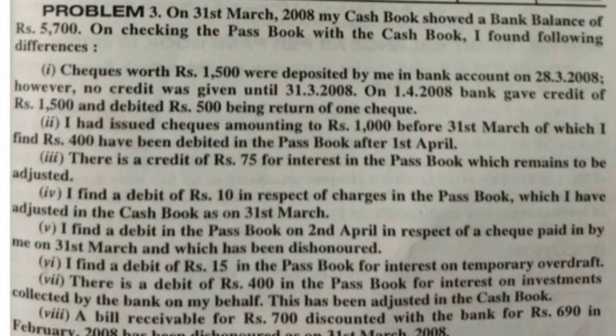8.1. A bill receivable for rupees 700 discounted with bank for rupees 690 in February 2008 has been dishonored as on 31st March 2008. So, here bills receivable is rupees 700 as on 31st March 2008. But in February, rupees 690 was discounted with bank. Means what? It has been adjusted in both books of accounts, cash book and passbook, in the February month itself.